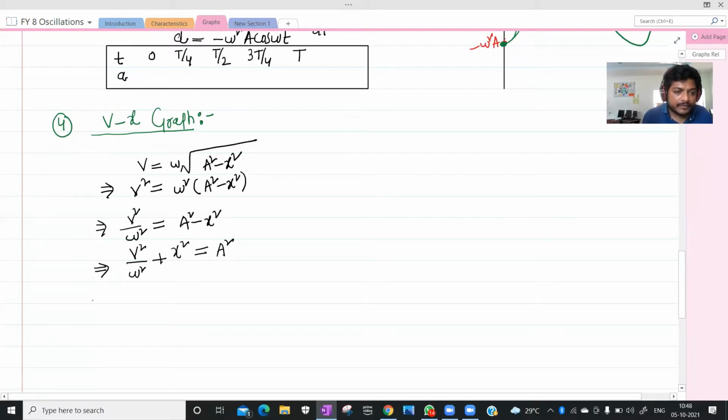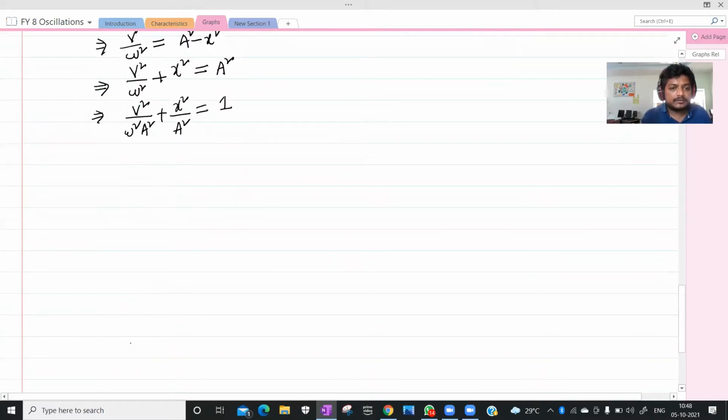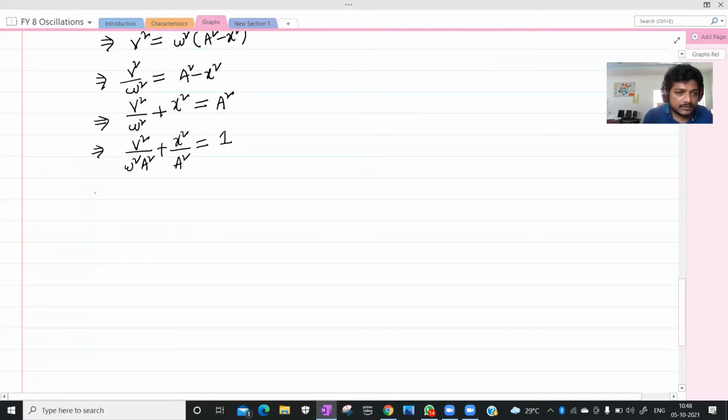Dividing by a square, we can write v square by omega square a square plus x square by a square equals 1. Can we write like this? Yes, sir. So x square by a square plus v square by omega square a square equals 1. So which type of equation is it?